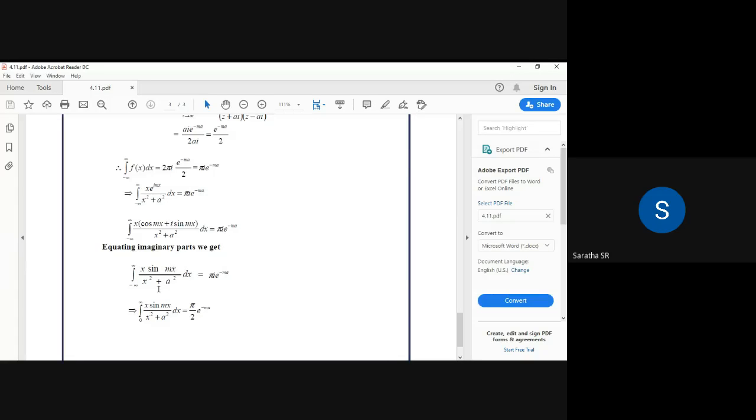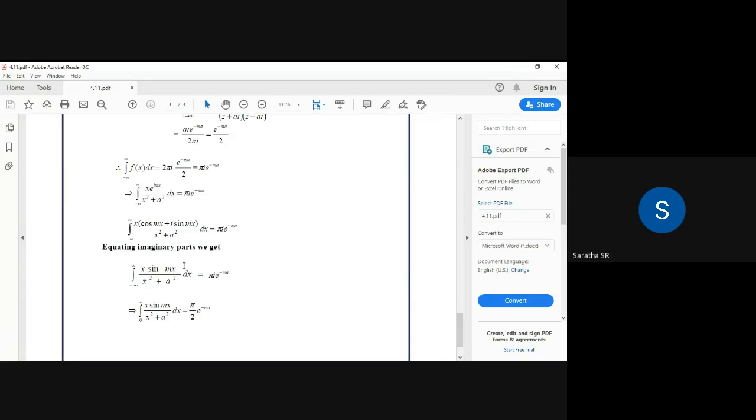In the denominator, we can understand that the square function is always an even function. So after multiplying odd function into odd function, we got the numerator as an even function, and the denominator is also an even function. So even function divided by even function is an even function only. So the whole function should be an even function.